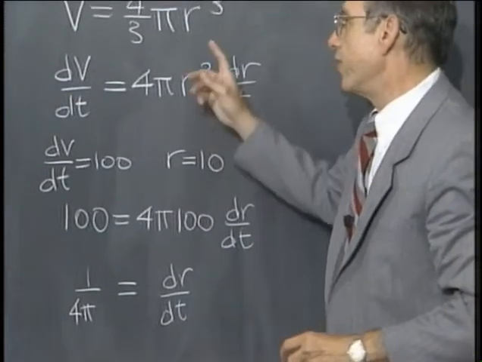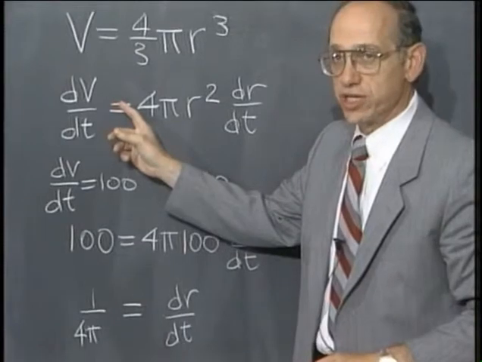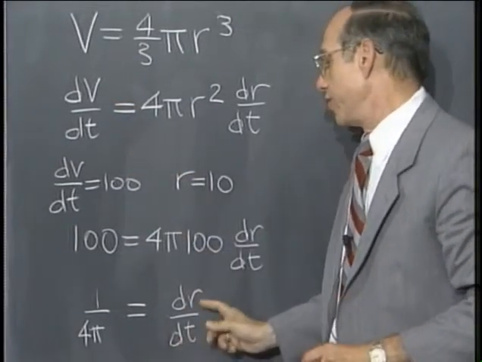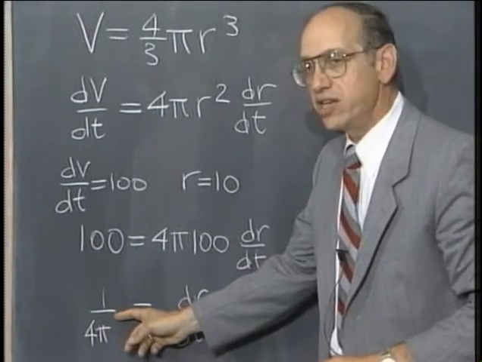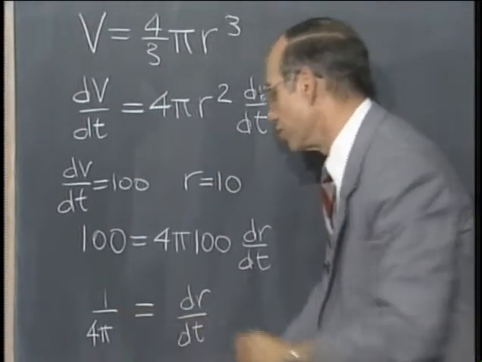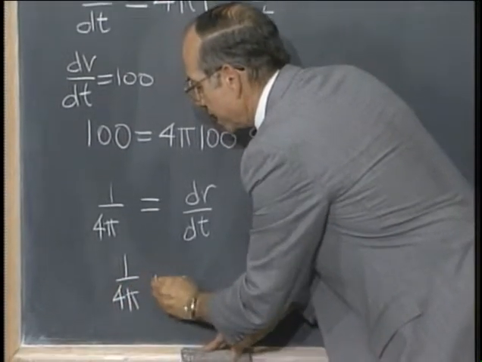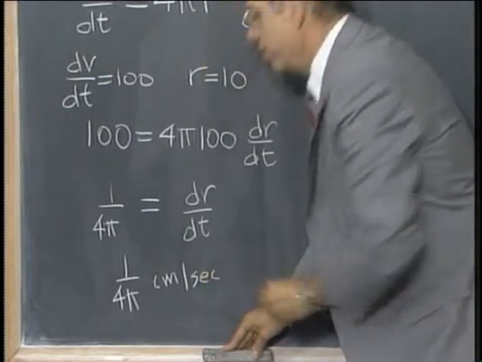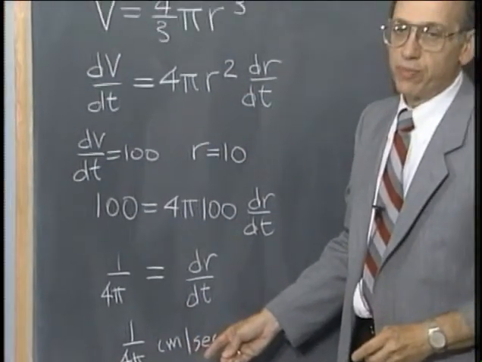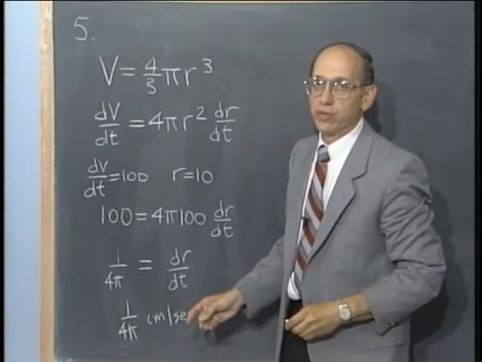Well, the volume is in cubic centimeters. The rate of change is cubic centimeters per second. Therefore, r must be in centimeters, and this is centimeters per second. So the rate of change is actually 1 over 4π centimeters per second. Notice that this is a positive number because that radius is increasing as we add helium to the balloon.